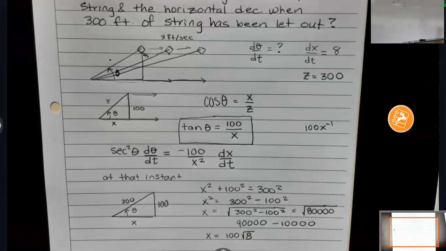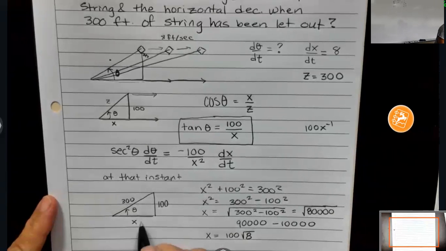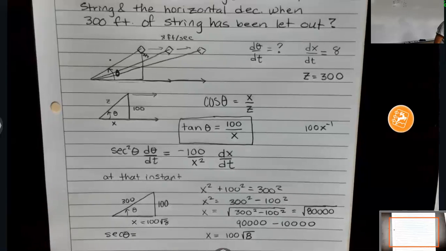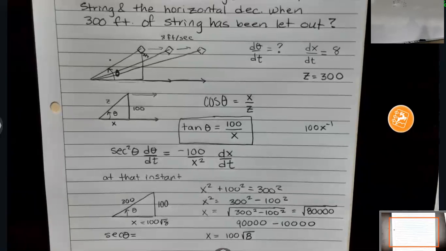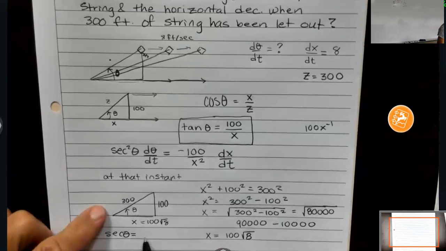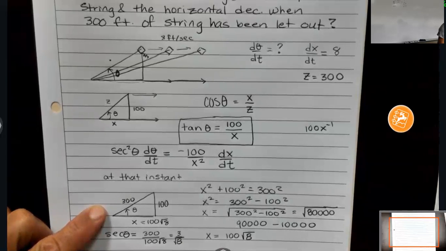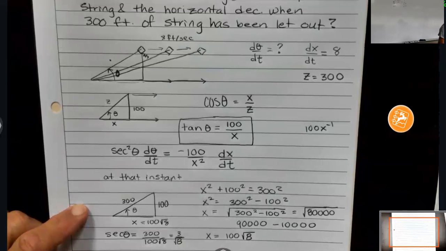So we've got that number to go here. dx dt we have is 8. What about, at that instant, what is the secant of theta? Secant is the ratio of which two sides? Hypotenuse over adjacent. So the secant of theta is going to be 300 over 100 square root of 8. So that's just 3 over the square root of 8, which makes secant squared of theta 9 over 8.